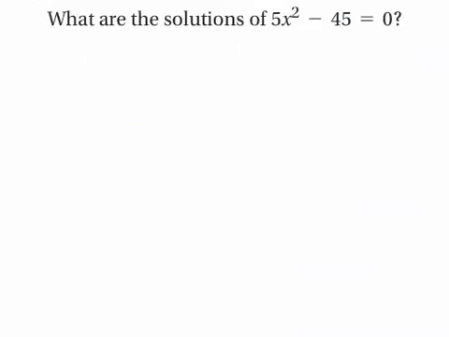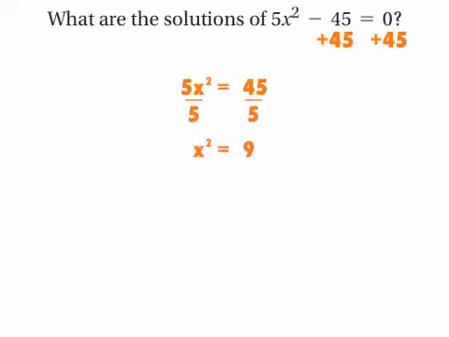This example says, what are the solutions of 5x squared minus 45 equals 0? Again, my goal is to isolate my variable x. So I'm going to add 45 to both sides first, and I get 5x squared equals 45. Divide both sides by 5, and you get x squared equals 9. Just like in my previous examples, I need to isolate x. So I'm going to take the square root of both sides, which leaves me with x equals plus or minus 3, or a positive 3 or a negative 3.